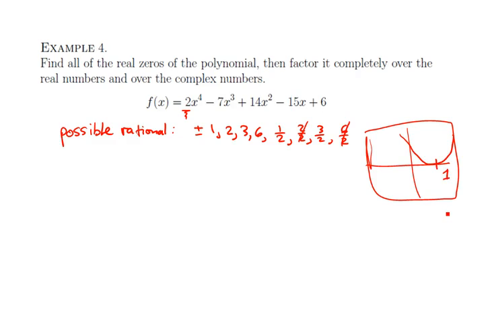I just graphed it on my calculator a moment ago, and it looks like there is a 0 at x equals 1. And we might guess that it's in fact a multiplicity 2 zero because the graph makes it appear as if it bounces off the x-axis there.